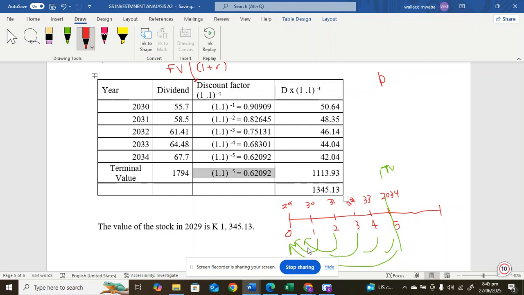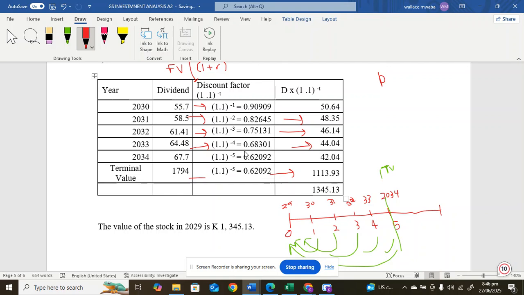Okay, so we're just multiplying. 55.7 times 0.909, 50.64. 58.5 times 0.28645, this value here. 61.41 times 0.75131, 46.14. 64.48 times 0.68, 44.04. All these values, you multiply them with the discount factor.